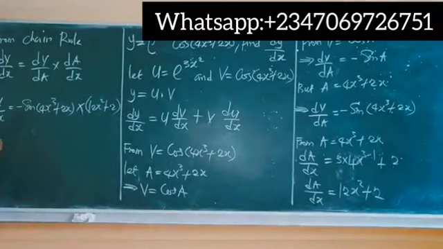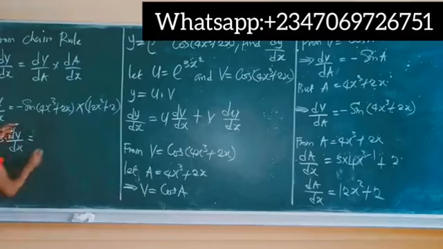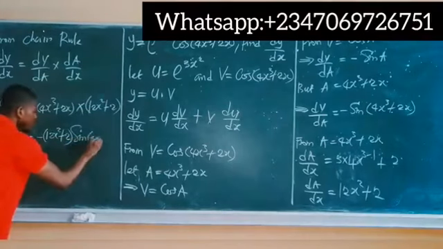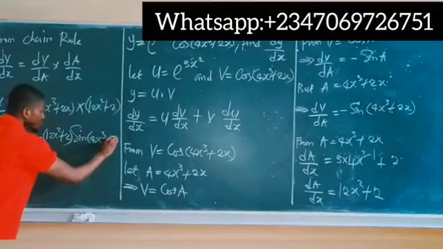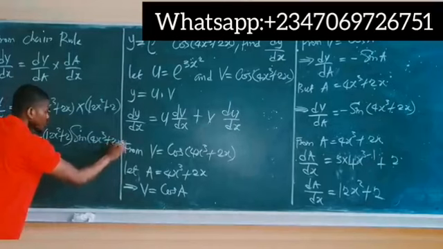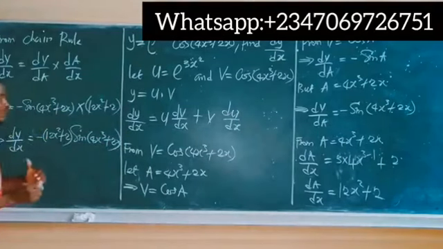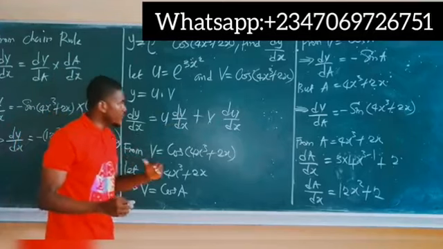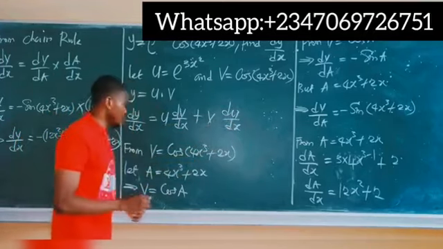So this simply implies that dv dx is now equal to minus 12x squared plus 2 sine 4x cubed plus 2x. So we now obtain the value for dv dx. So that solves this part. Next thing to solve for now is simply du dx.